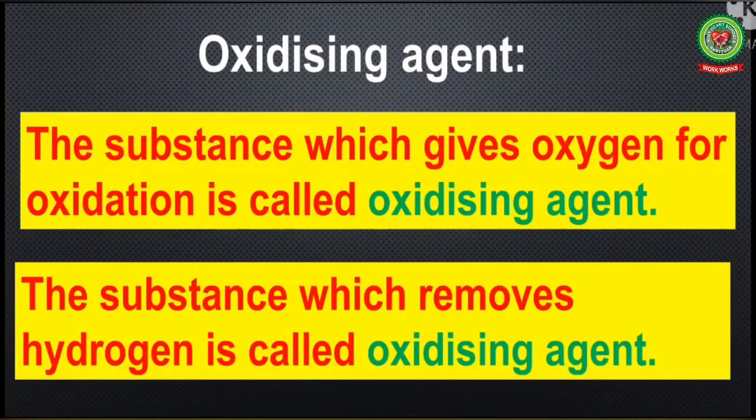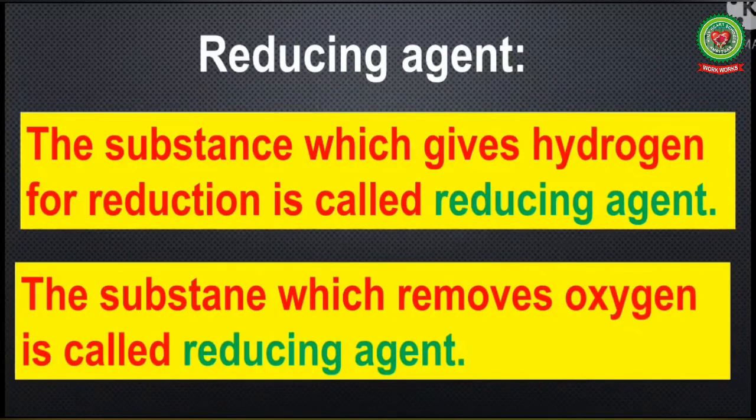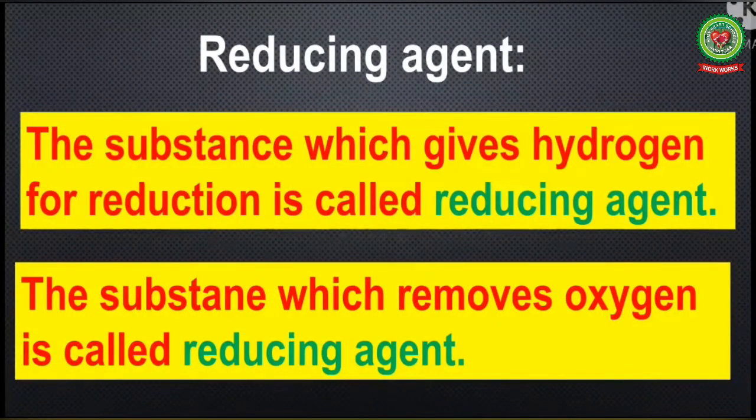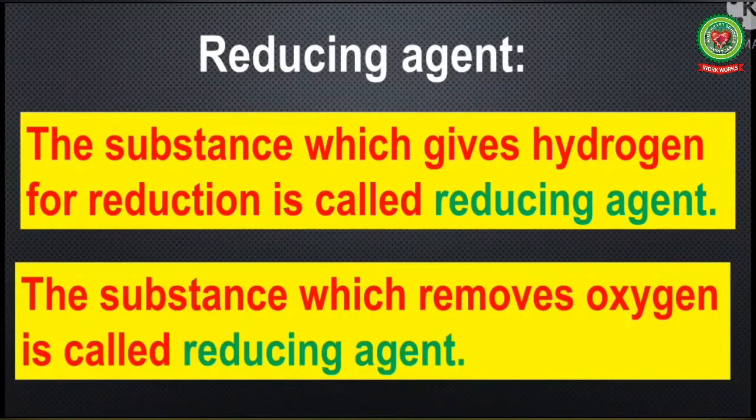Let's study about oxidizing agent. The substance which gives oxygen for oxidation is called oxidizing agent, or we can say the substance which removes hydrogen is called oxidizing agent. Opposite of it, there is reducing agent. The substance which gives hydrogen for reduction is called reducing agent, or the substance which removes oxygen is called reducing agent.